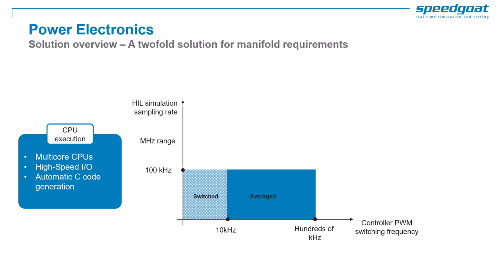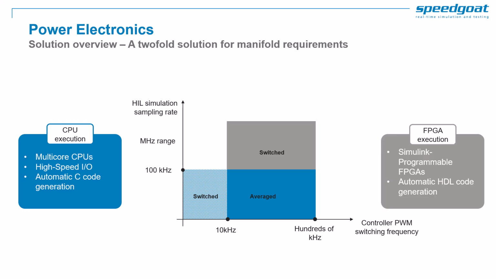This combines multi-core processors, high-speed configurable I/O modules, and C-code generation capabilities of Simulink and Simscape Electrical. Then, to accurately simulate the fast switching dynamics of high-frequency converters, you can use a Speedgoat programmable FPGA to increase hill simulation bandwidth to a megahertz range. Let's look closer at these solutions, beginning with a CPU-based solution.